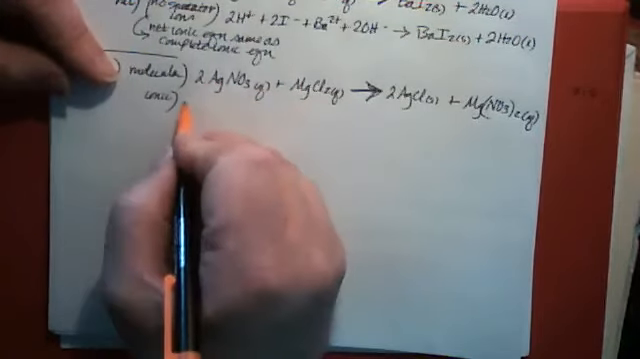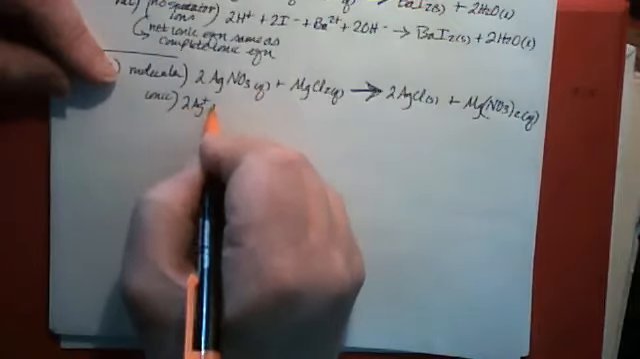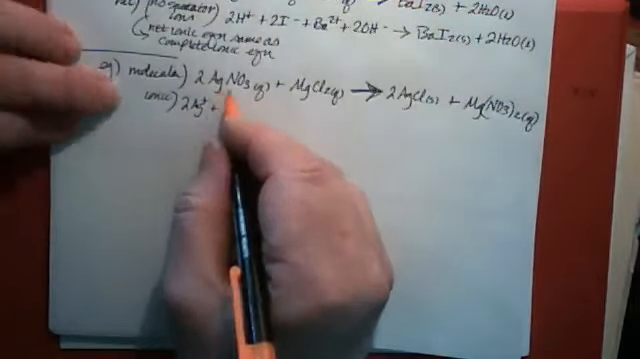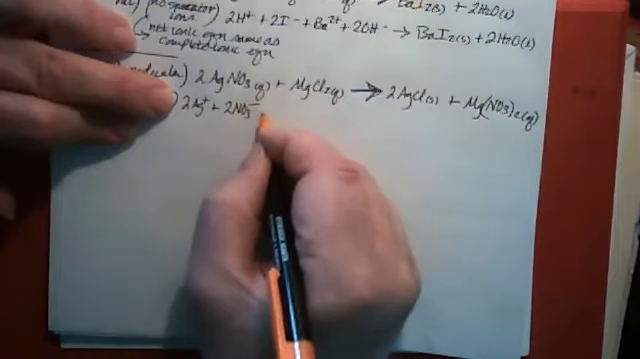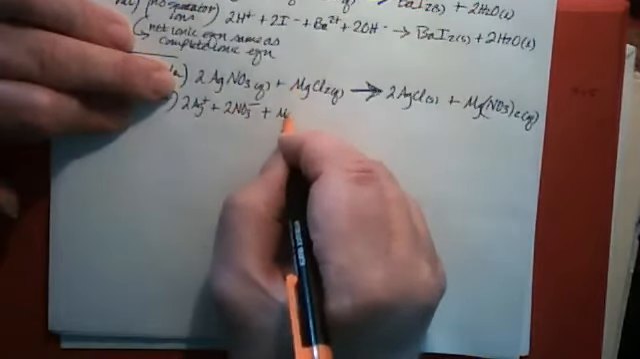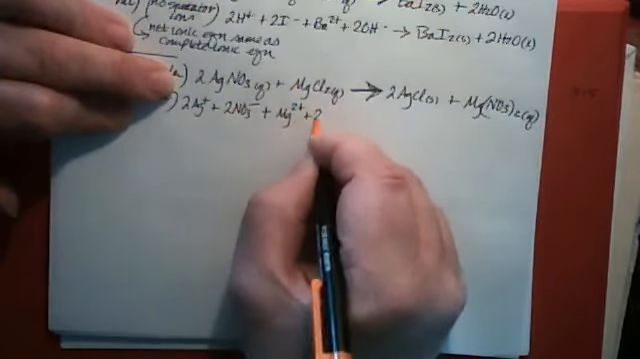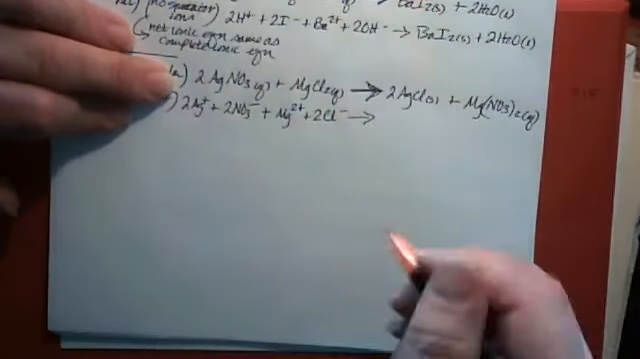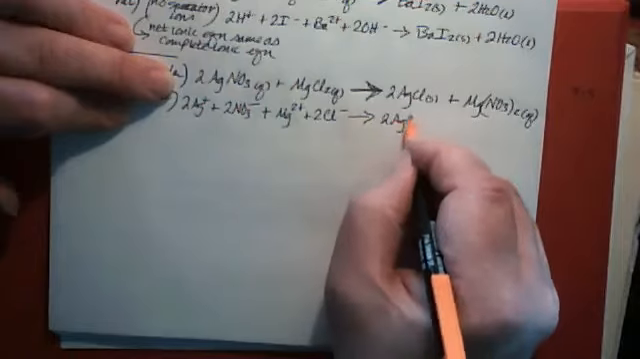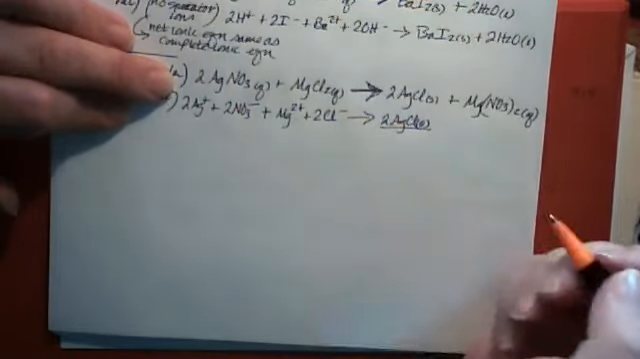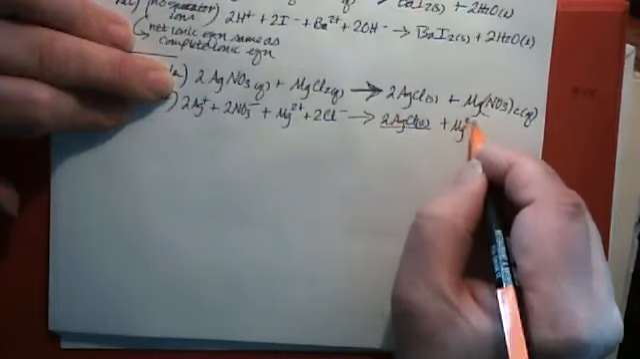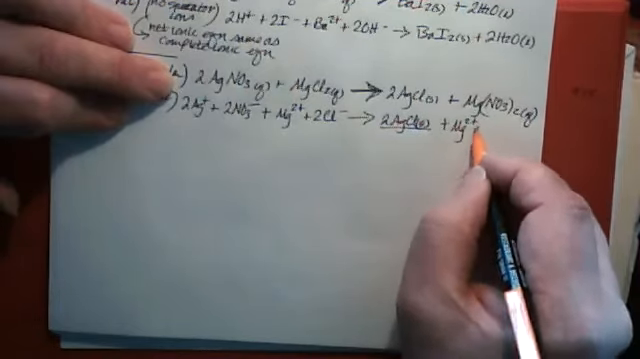For the ionic equation, both of the reactants are soluble ionic compounds, so you would write them as separate ions. So silver nitrate would be 2Ag plus 2NO3 minus. Don't forget that that 2 applies to the nitrate ion as well as the silver. Plus Mg plus 2, 2Cl minus. And that will yield 2AgCl solid. So there's your driving force. And Mg plus 2, 2NO3 minuses.